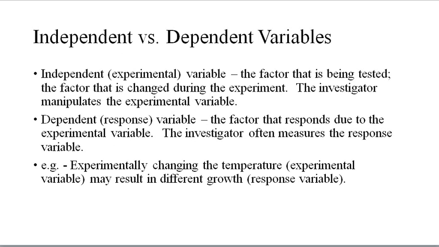Sometimes the experimental variable, the one that we're testing, is also called the independent variable. This is the factor that we decide is going to change. We determine its value. We then want to measure how changing the experimental variable affects the outcome of our experiment. The response that we measure is called the dependent or response variable.